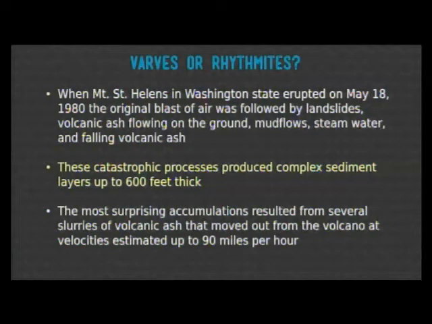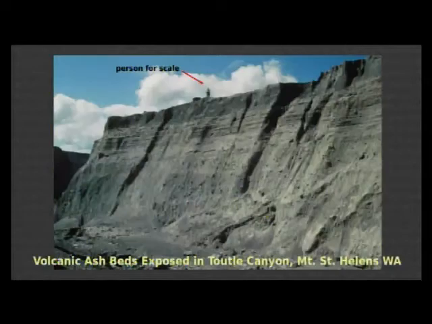Well, Mount St Helens in 1980 erupted. The original blast was followed by landslides, volcanic ash flowing on the ground through mud flows, steam water, falling volcanic ash. These catastrophic processes produced a complex of sediment layers up to 600 feet thick. The most surprising accumulations resulted from slurries of volcanic ash that moved out of the volcano at velocities up to 90 miles per hour. So here we see these volcanic ash beds exposed in the walls of a canyon. You can see the person there for scale.